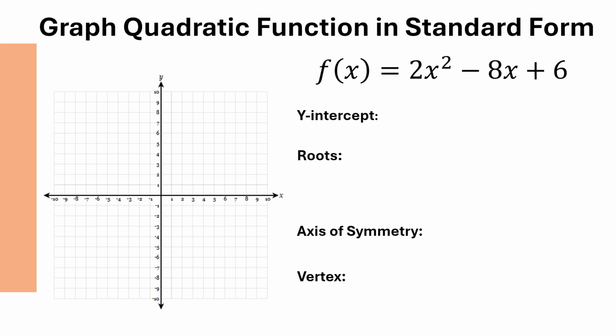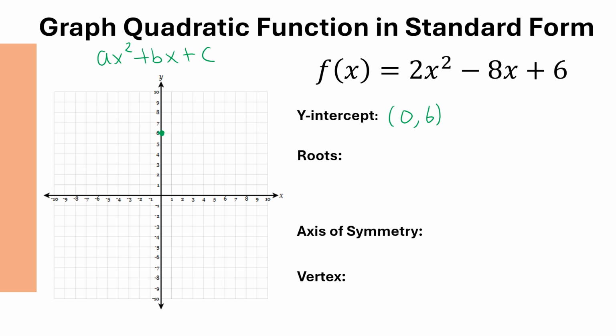To graph the quadratic function in the standard form, which is ax squared plus bx plus c, we can find the y-intercept, the roots, and the axis of symmetry, which will help us find the vertex from this quadratic function to help us graph it. So the y-intercept is the constant in the quadratic function, which is going to be 6. So my y-intercept here is going to be (0, 6), and you're going to plot that point on the y-axis.